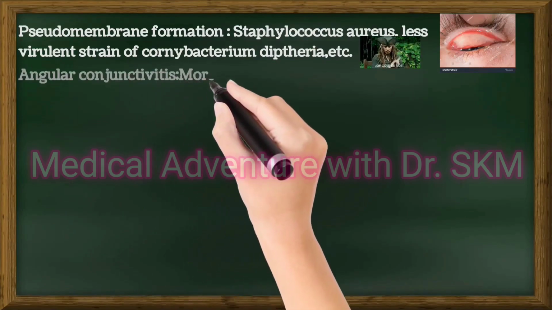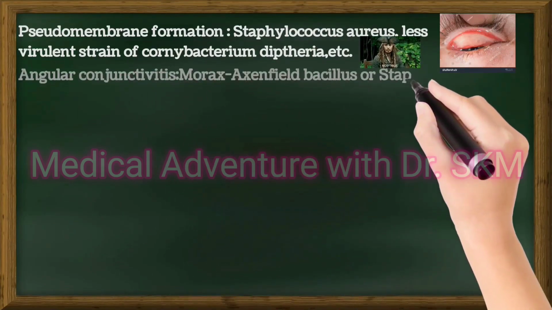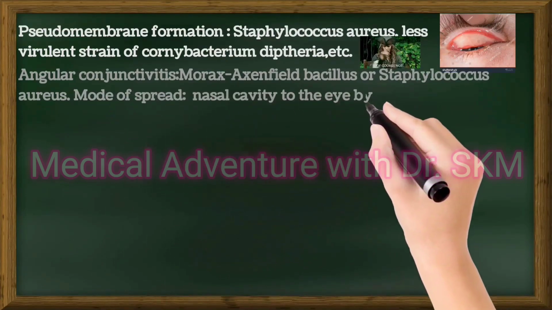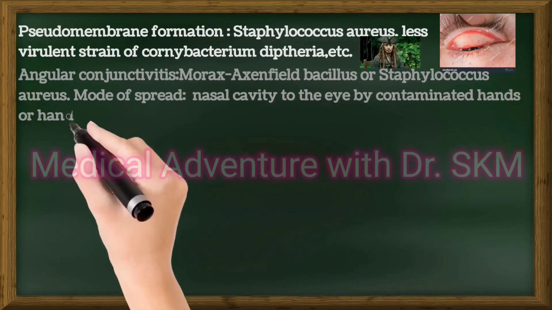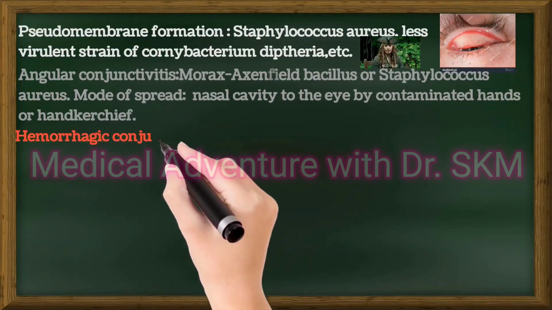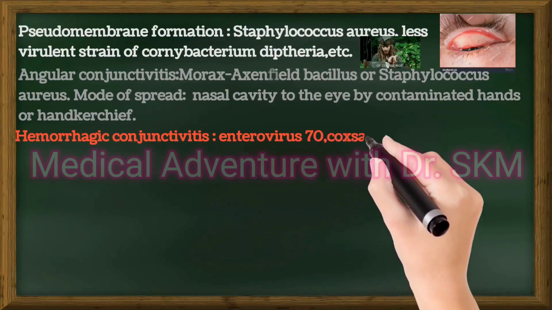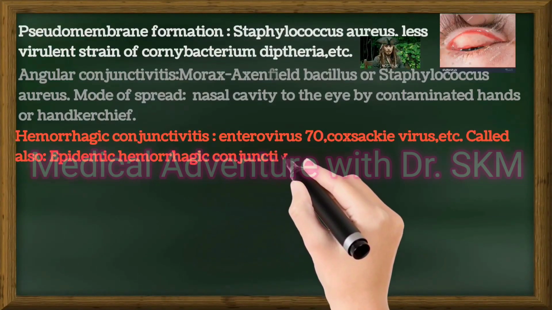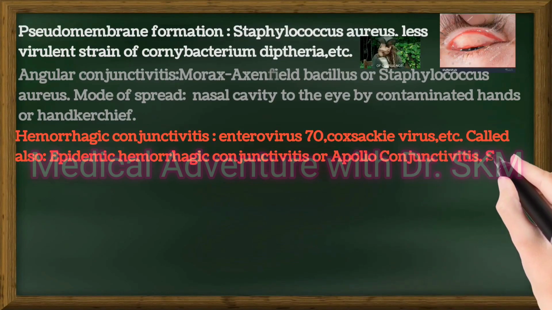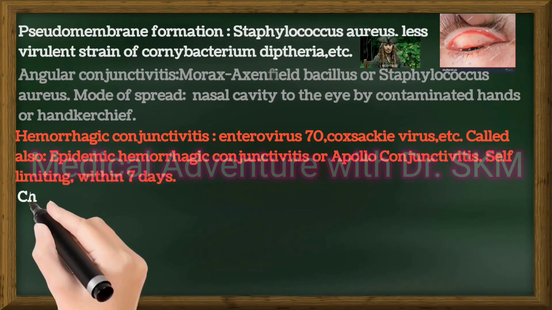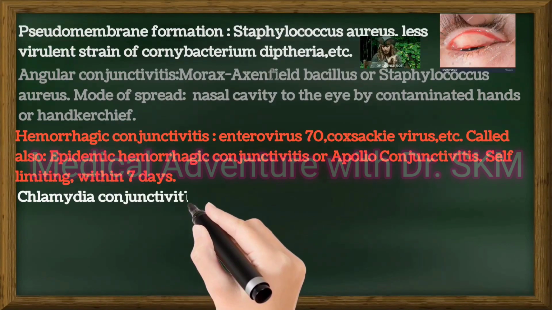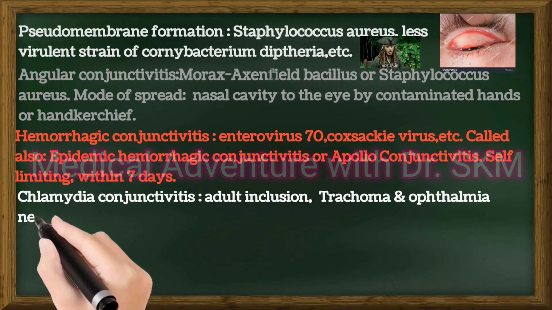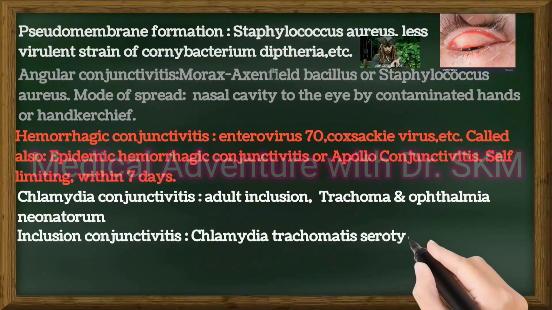Angular conjunctivitis occurs near the canthus of the eye, where the upper and lower eyelids meet at that corner. Causes may include Morax-Axenfeld bacillus, Staphylococcus aureus, and others. Hemorrhagic conjunctivitis is a type where bleeding occurs along with conjunctivitis, resulting in small spots or patches of bleeding on the conjunctiva. Epidemic hemorrhagic conjunctivitis is also referred to as Apollo conjunctivitis. Chlamydia conjunctivitis, if not properly treated and if the infection persists long-term, can lead to corneal ulcers and even vision loss.